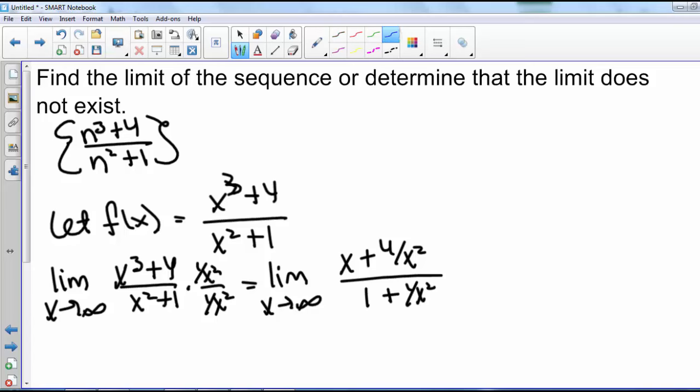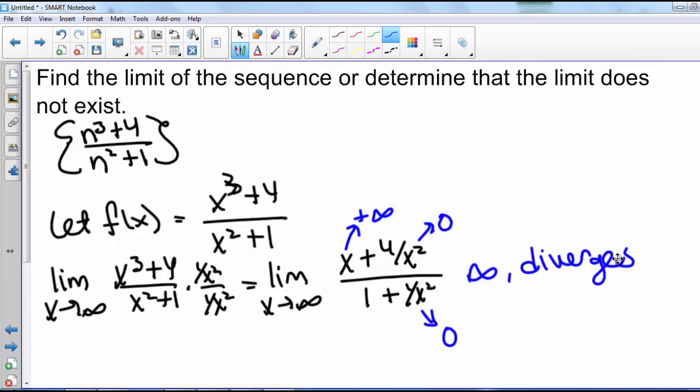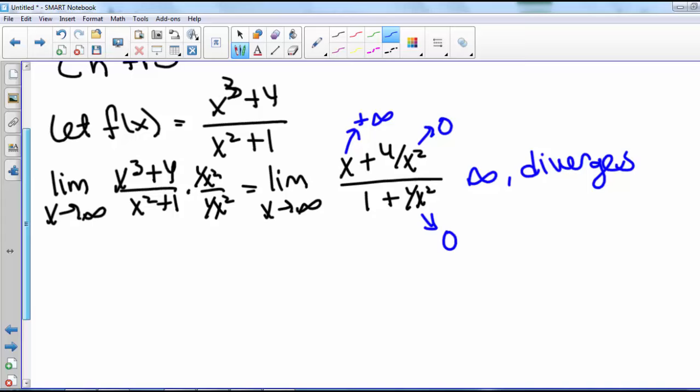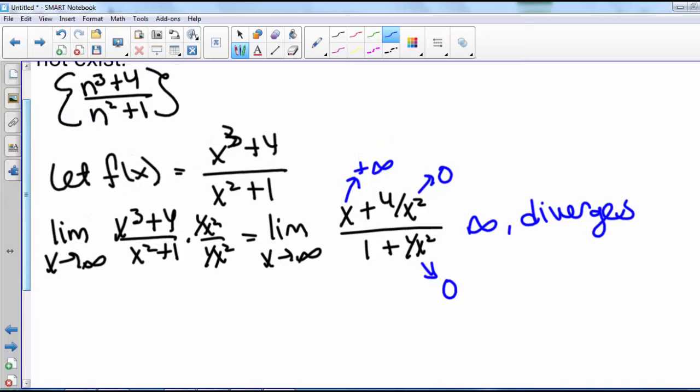So we see that the x goes to positive infinity, 4 over x squared goes to 0, and 1 over x squared goes to 0. So we're getting that this is infinity, which diverges. This means that we cannot use our theorem to conclude that our sequence also diverges, because remember that if the limit as x goes to infinity of our function diverges, then that does not tell us anything about our sequence. But we can use other methods. We can use a similar method on our sequence.